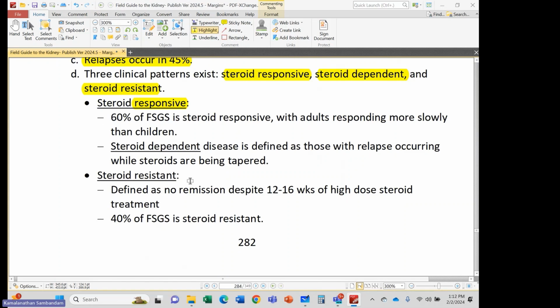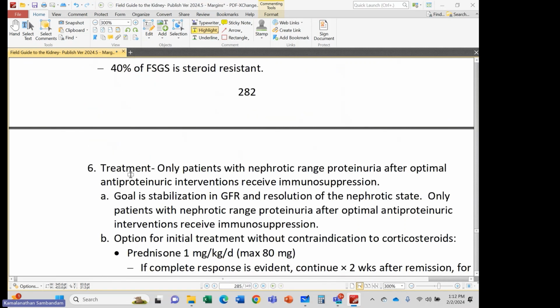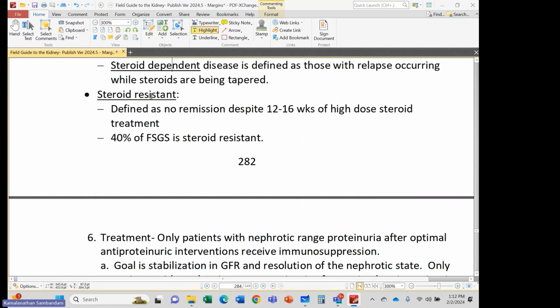Steroid-dependent disease are the patients who, we've already defined that for minimal change disease. I'll let you extrapolate that to the FSGS. The resistant patient is the patient who doesn't respond to a good 12 to 16 weeks. That's 3 to 4 months of high-dose steroids.